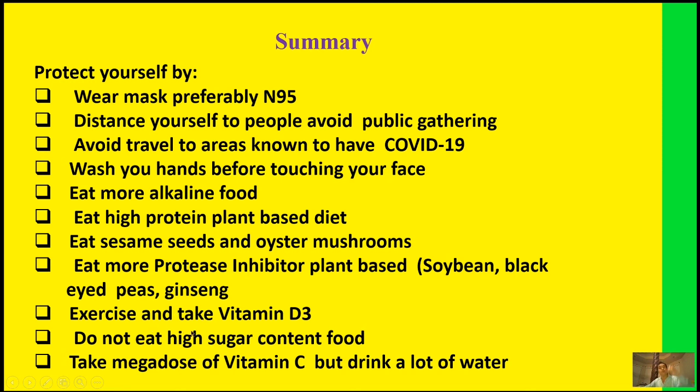Exercise also to boost up your immune system, and take vitamin D3. Vitamin D3 is very necessary for macrophages in engulfing. This is important in engulfing the virus or fighting any foreign invaders. Vitamin D3 can strengthen that. And do not eat high sugar content food, because your second line of defense in immunology, your neutrophil phagocytic function, will be diminished if there is a high sugar content.